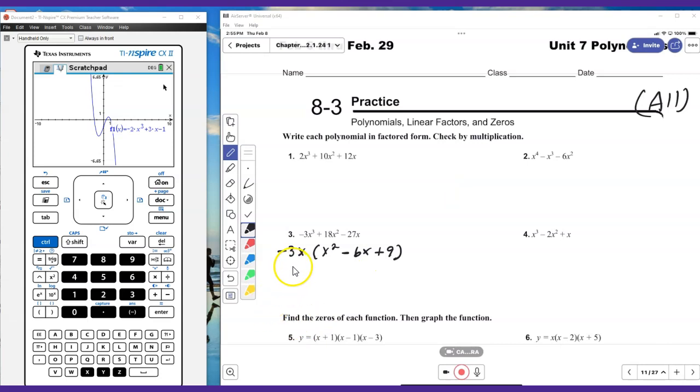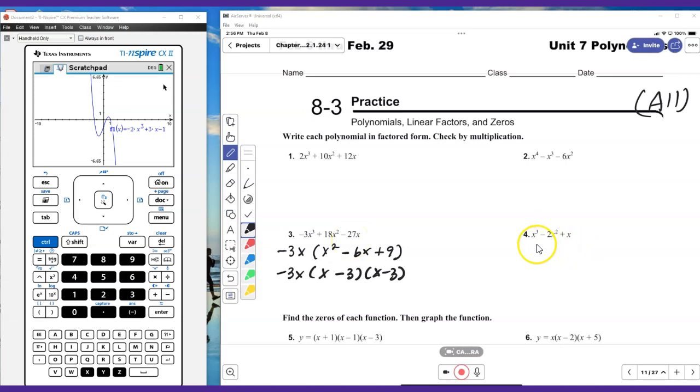We have negative 3x times x squared gives you negative 3x cubed. Negative 3x times negative 6x gives you 18x squared. Negative 3x times 9 gives you negative 27x. Now you can factor this one. You have negative 3x and you have x minus 3, x minus 3. And so those are the linear factors for negative 3x cubed plus 18x squared minus 27x.